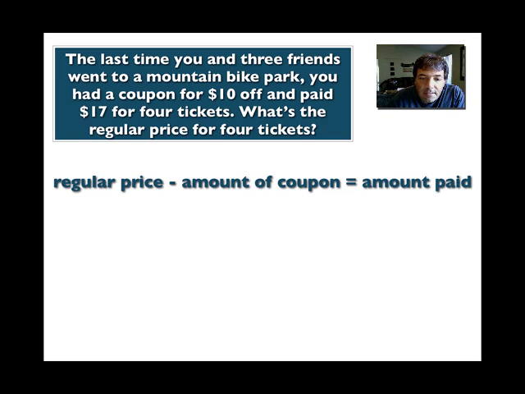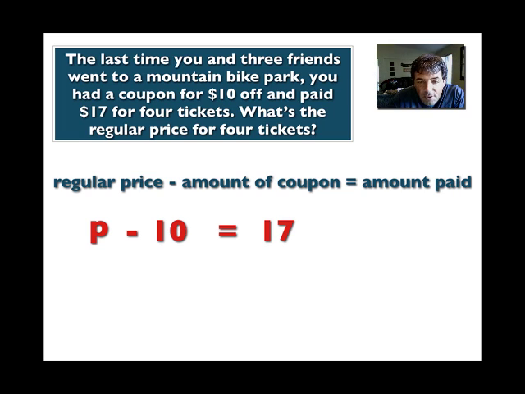All right, if I want to find how much it would cost for a regular price, we don't know the regular price, but we do know the coupon was worth $10, and we know that we paid $17. So we can substitute those in. So P is going to be the regular price. We're going to take away the $10 coupon, and we know that we paid $17. So our equation is going to be P minus 10 equals 17.